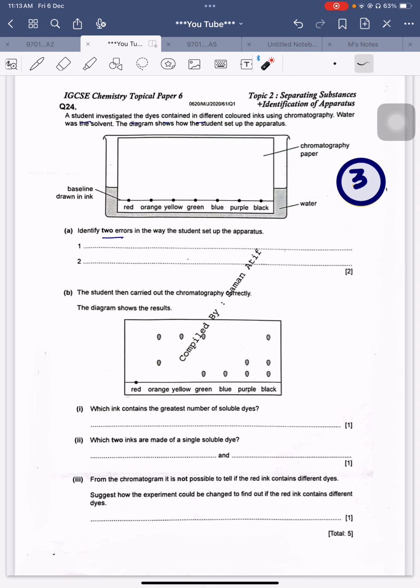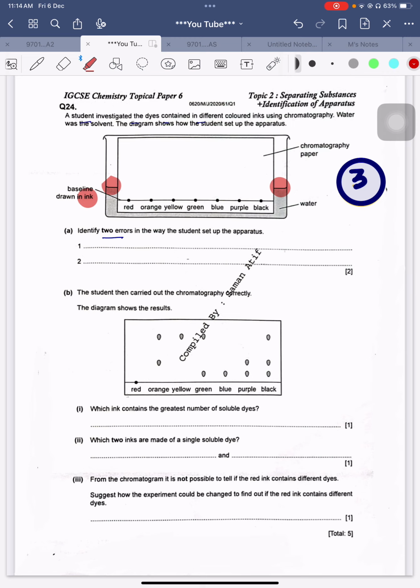Right now we can see that the solvent level is above the baseline, whereas the solvent level should be below that baseline. Remember, this is the baseline which is drawn in the ink. Basically the baseline should be drawn with a pencil. So there are two mistakes here. Number one is the ink, and number two is the level of the baseline. The baseline should be above, whereas the depth of the solvent should be below that baseline.